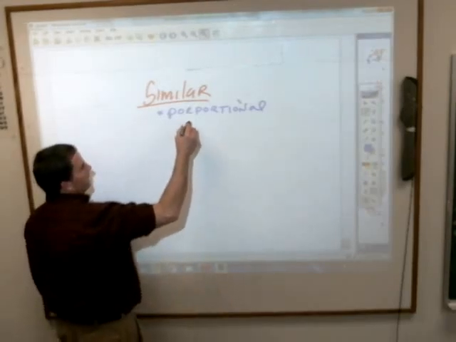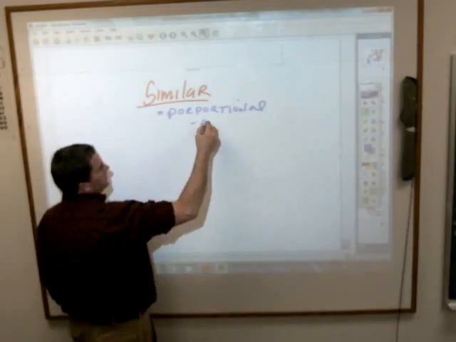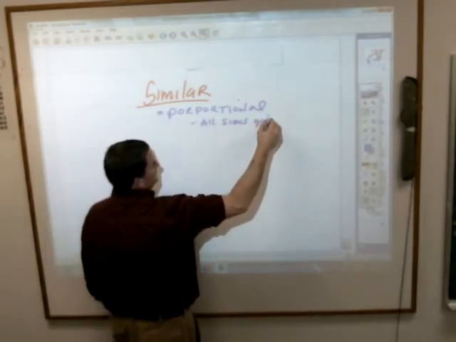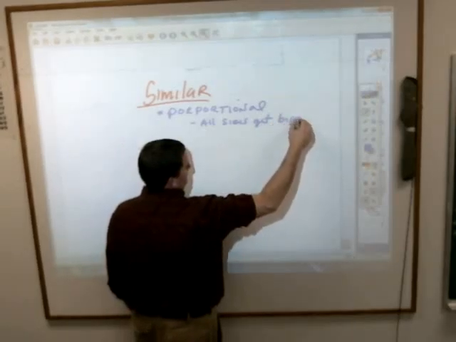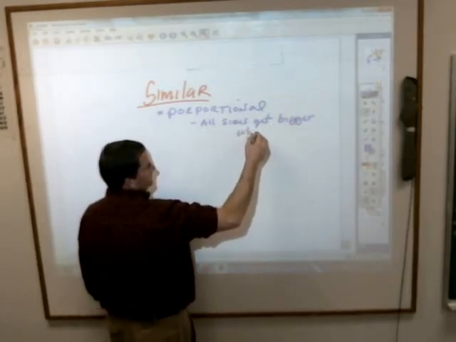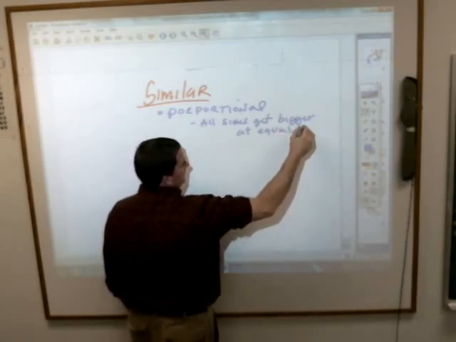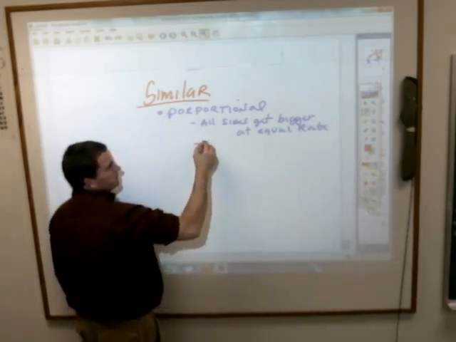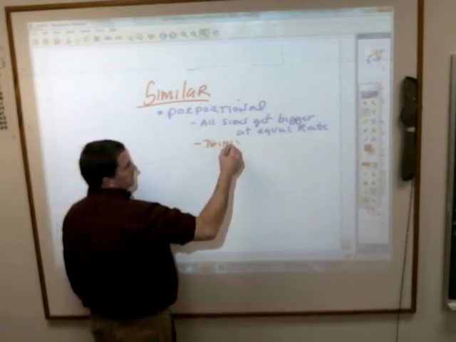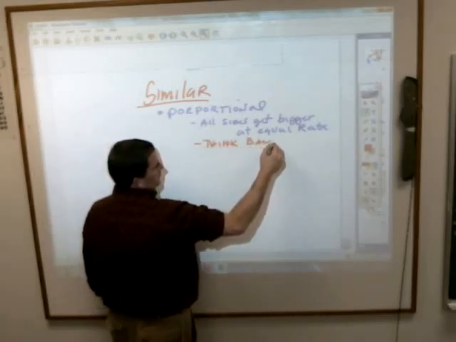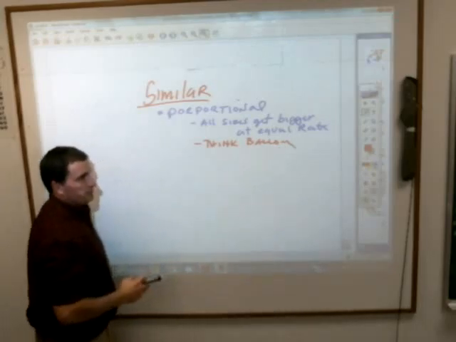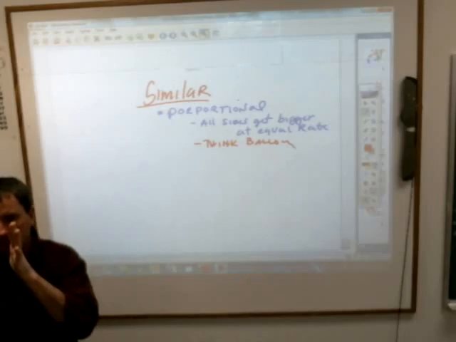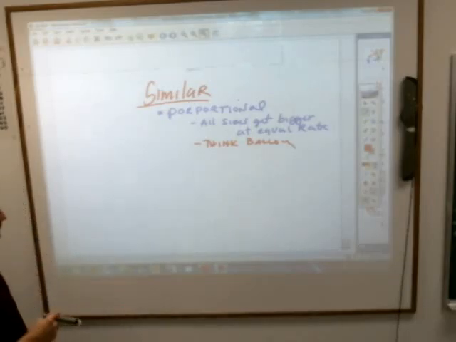Okay. Proportional basically means all the sides get bigger or smaller at an equal rate. I like to compare it to blowing up a balloon. Mostly balloons are proportional because as you blow them up, they expand. You don't just get a flat side and the other one bulges out like that. They all kind of blow up together.